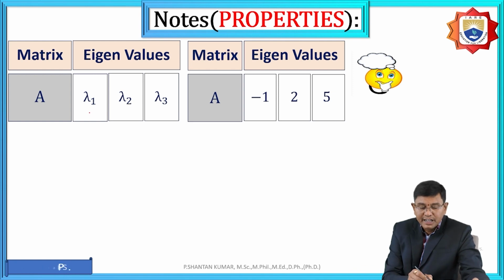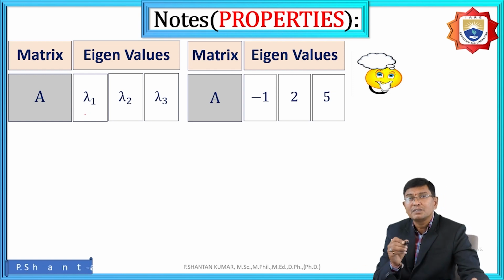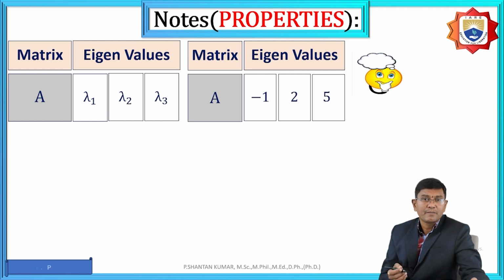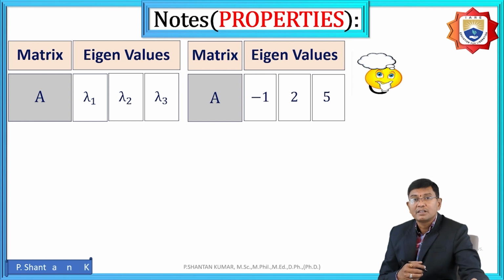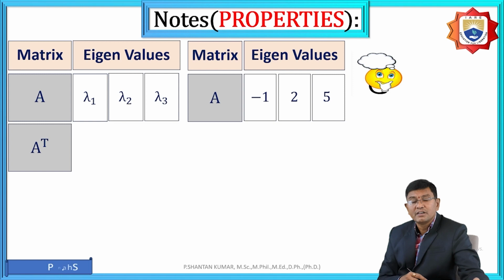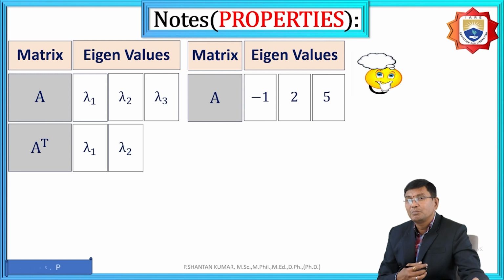The eigenvalues are lambda 1 equal to minus 1, lambda 2 equal to 2, and lambda 3 equal to 5, for the given 3 by 3 matrix. Here, the first property is A transpose. We need to observe lambda 1 transpose, lambda 2 transpose, lambda 3 transpose. That means there is no change of the transformations.